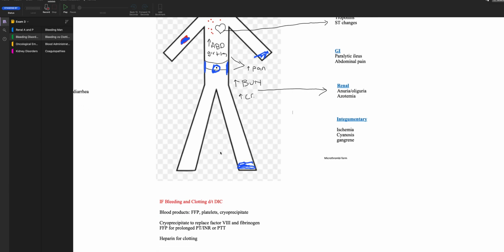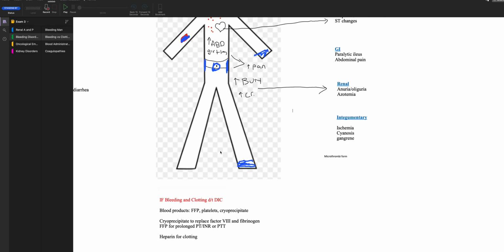So if the bleeding and clotting is due to DIC, the patient's going to get blood products like fresh frozen plasma, which has all the clotting factors, platelets, and cryoprecipitate. And cryoprecipitate replaces factor VIII and fibrinogen. FFP is for the prolonged PT-INR or PTT. And heparin, they're going to get heparin for clotting.